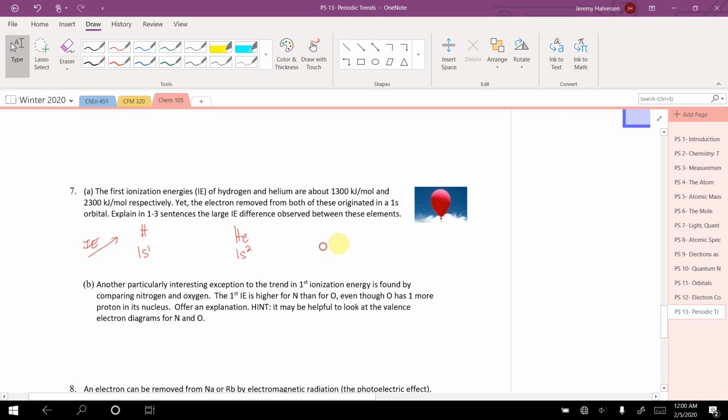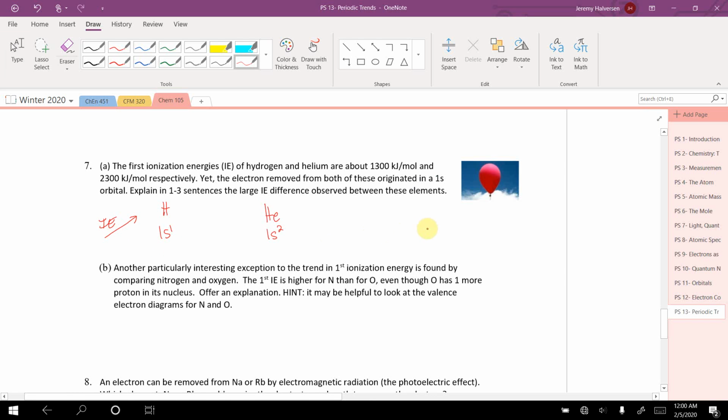Why does it take almost twice as much energy to remove an electron from helium than from hydrogen? Well, helium and hydrogen are in the same row, and when we're comparing things in the same row, we're going to use the effective nuclear charge. So again, hydrogen is +1 with 1 electron. Helium is +2 with 2 electrons. How many protons does this electron feel? It feels 1. How many does this electron feel? It feels 2. So the pull on this electron is almost twice as much as the pull here. So higher effective nuclear charge means higher force of attraction, which means it's more difficult to remove an electron from helium. So that means higher ionization energy.